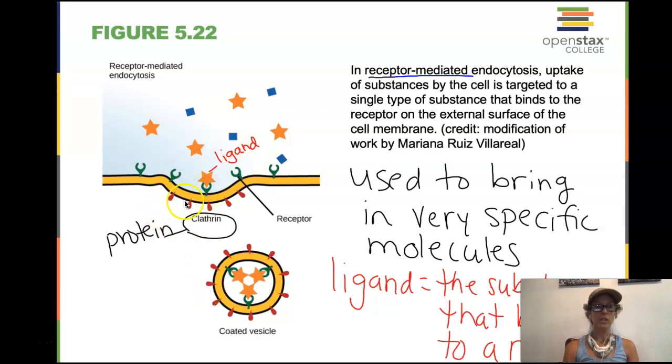And then the interior of the cell membrane has this protein called clathrin. When the ligand specifically binds to its receptor, that triggers the endocytosis so that we have brought in the desired material, and now we have this vesicle that is coated with the clathrin. And that is a signal to the cell that this specific molecule has been brought in, and those molecules can be used for the purposes that the cell needs.